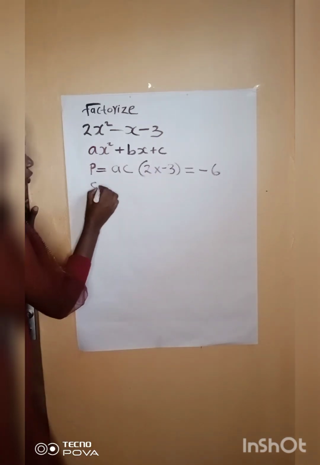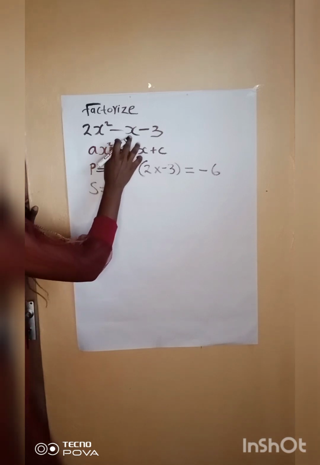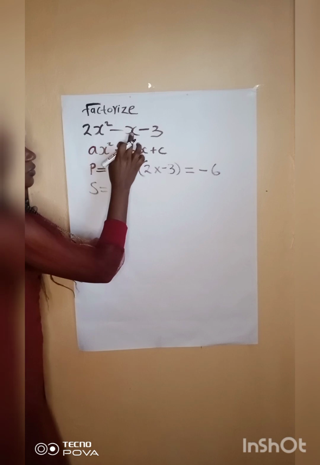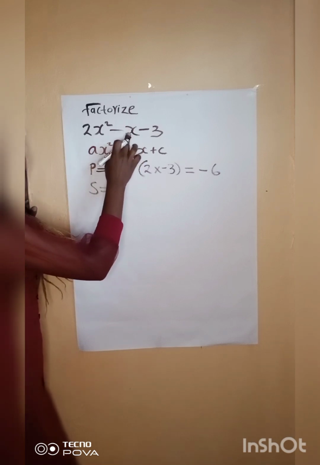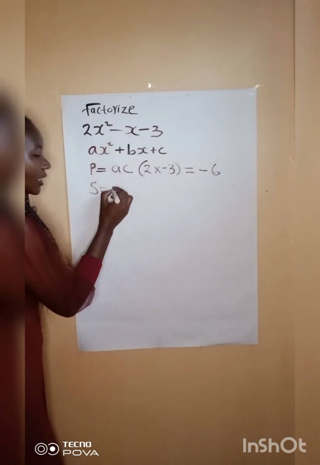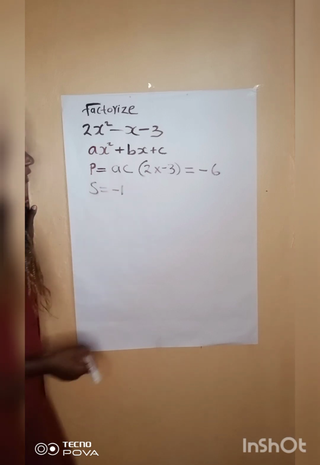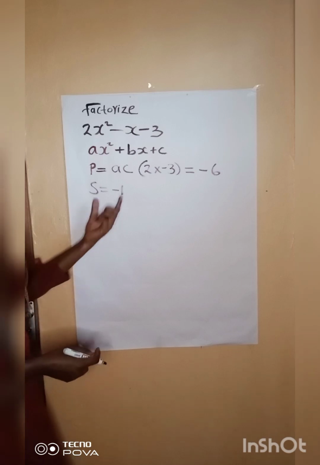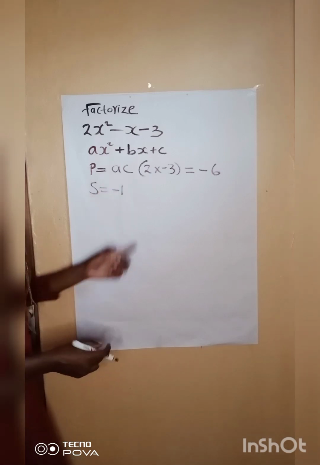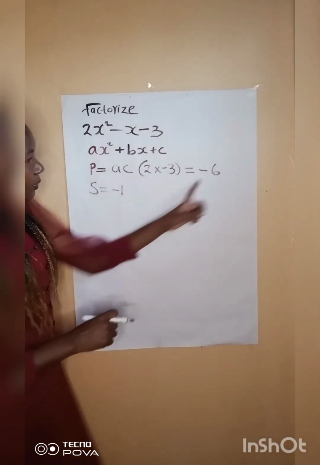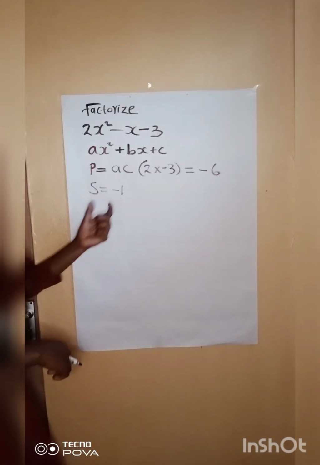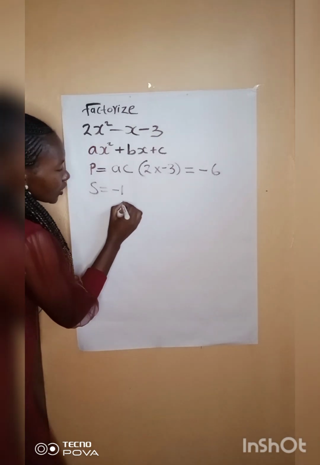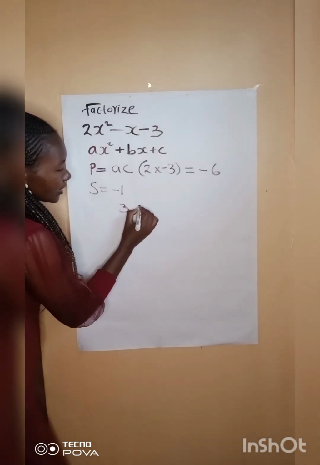Now for the sum, we look at the middle term, the coefficient of x. In our case, the coefficient of x is negative 1. We have negative 1x, so we take negative 1 as the sum. Now we are going to look for two values, whereby if you multiply the two numbers, you get negative 6, and if you add the two numbers, you get negative 1. Okay, we are going to try 3 and 2.